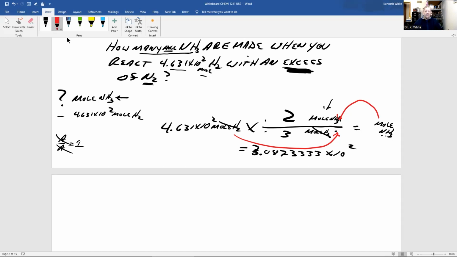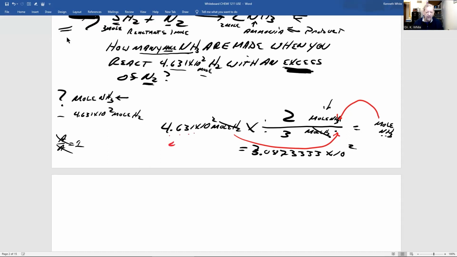Now, whenever you're multiplying or dividing, you get the same number of significant figures in your answer as the number you multiply or divide by that has the fewest significant figures. Let me run that by again. When you multiply and divide, you get the same number of significant figures in your answer as the number you're multiplying and dividing that has the fewest significant figures. Well, this number has 1, 2, 3, 4 significant figures.